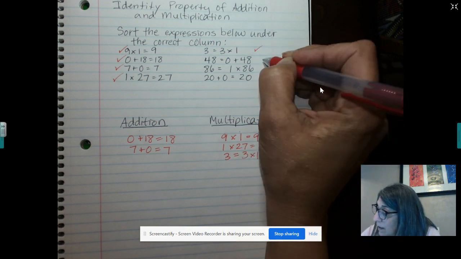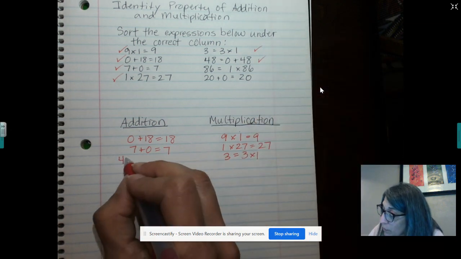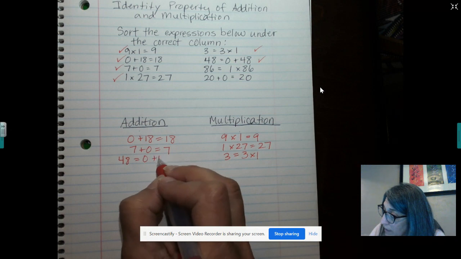Okay. This is an example of addition. 48 is equal to 0 plus 48.